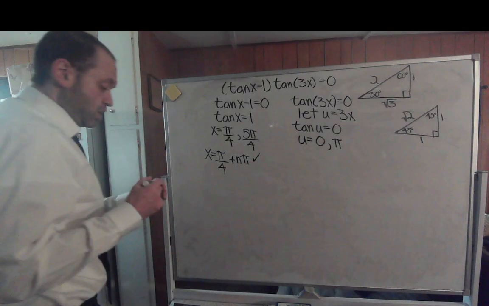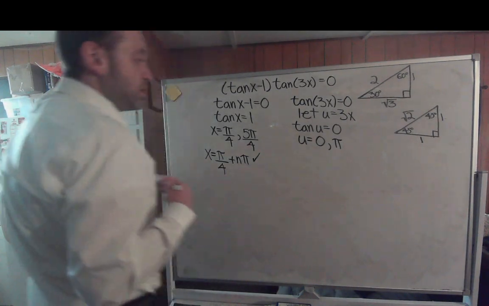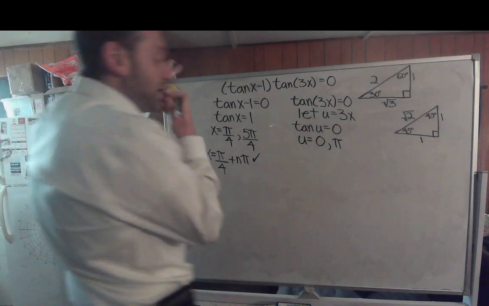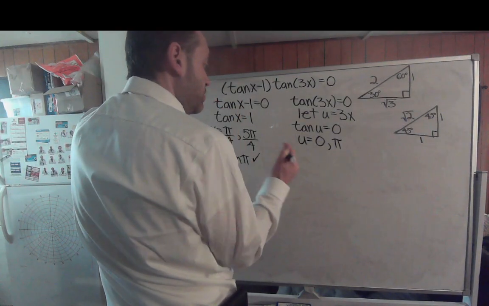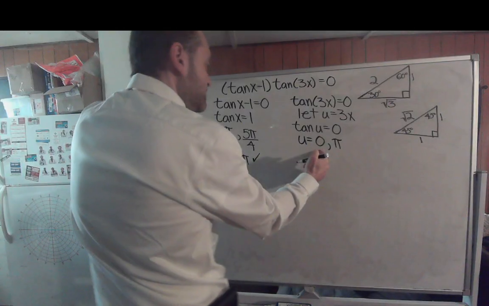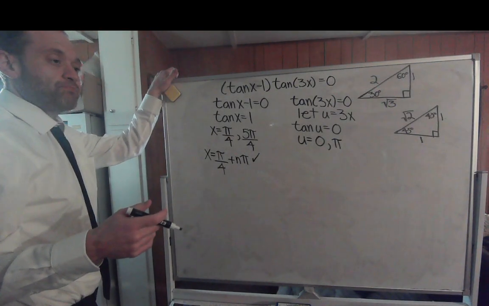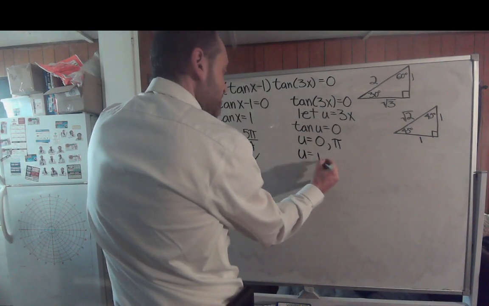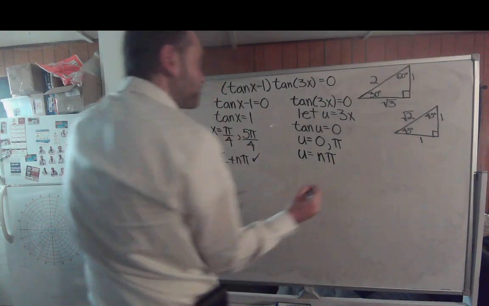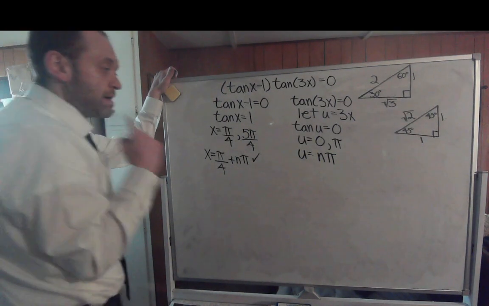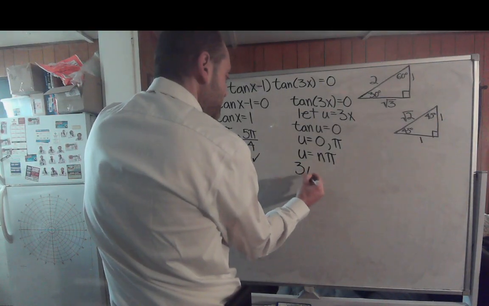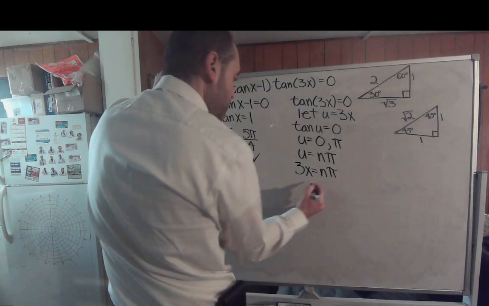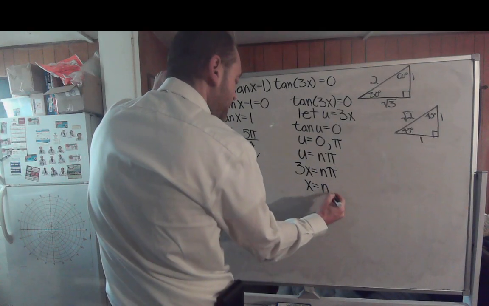Now, what about 0 and pi? Well, first off, we need to know in general that 0 plus pi, because the period of tangent is pi, you could literally just write n pi. Okay? But we'll set that 3x equal to n pi. You should end up getting x equals n pi over 3.